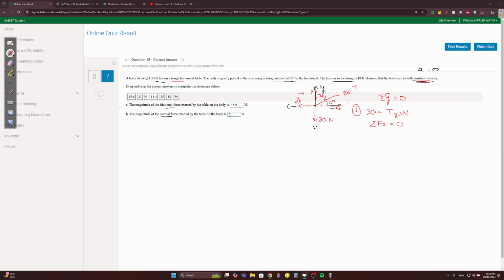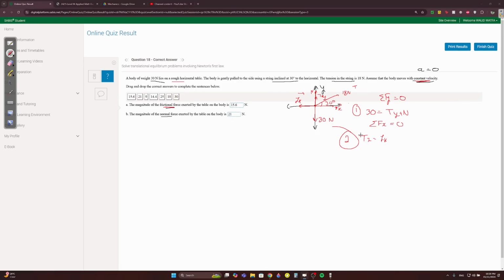What are my horizontal forces? I have Tx and I have Fk. So Tx is equal to Fk. When it's always equal to 0, the ones in the opposite direction are equal to each other. Okay. Now, I can do this very easily. This is my second equation. What do they want? They want the friction force.